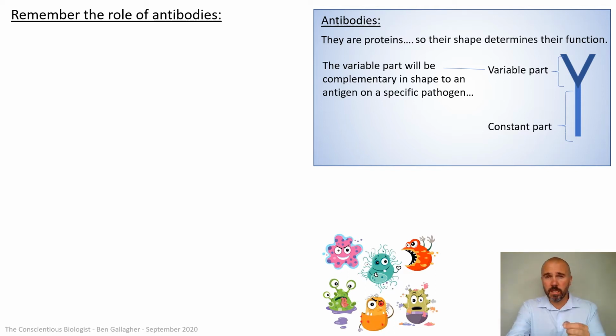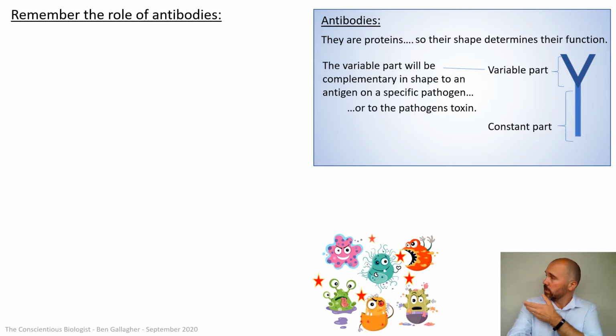But some variable groups on some antibodies can attach to the pathogen's toxins. So like you're seeing here, pathogens can release poisons and toxins, these little red stars that I've put on there, that kind of poison your body, and that's what can make you really ill, and in some cases that's what can kill you. Now, because some antibodies can attach to the toxin, that's where you call them antitoxins. So notice I've changed it now, it's antibodies and antitoxins, same basic molecule, but if they bind to the body of the pathogen, they're an antibody. If they bind to its toxin, they're an antitoxin.